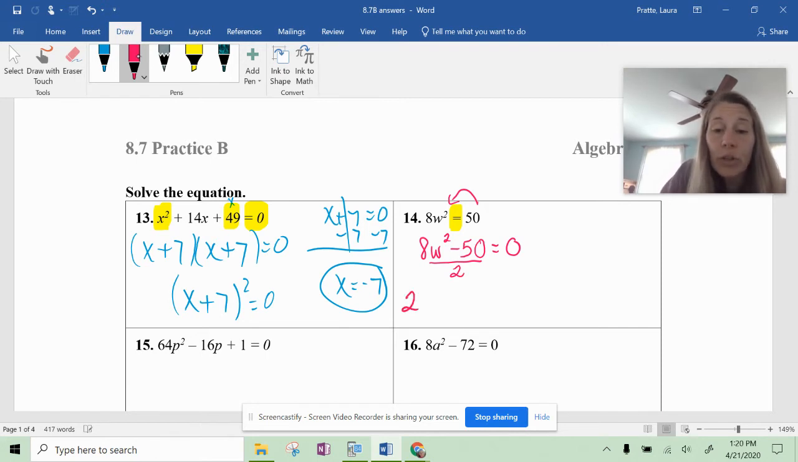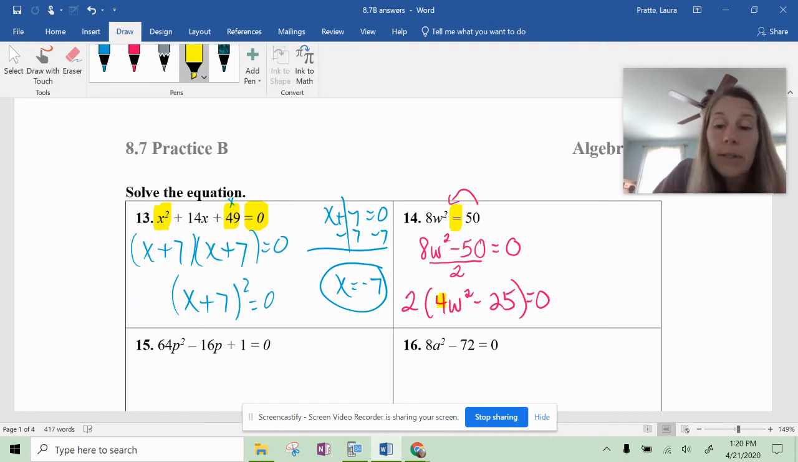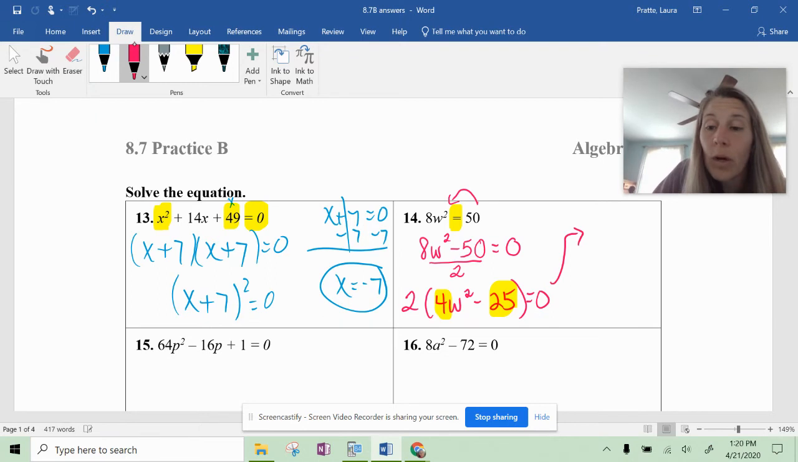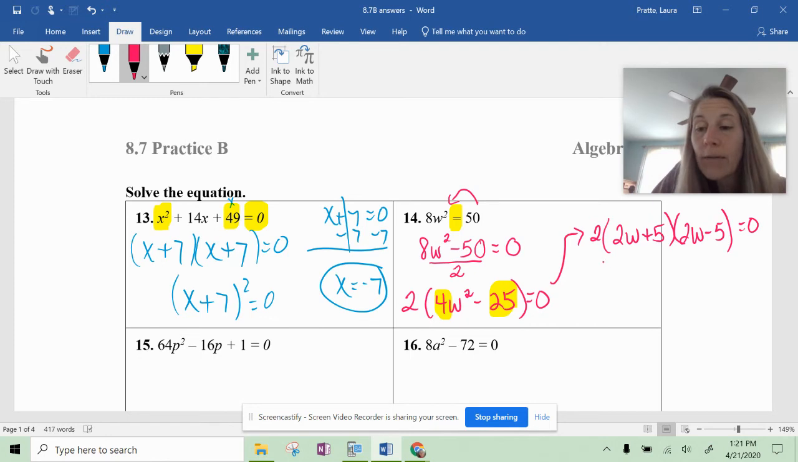So if I take out a 2, I'm left with 4w squared minus 25. That is now the difference of 2 perfect squares, so I can actually factor that a little bit more. So I can do 2w plus 5 and 2w minus 5. Now, any of the factors that have a variable, I have to set equal to 0 and solve them to get those solutions. So my two factors are set equal to 0.